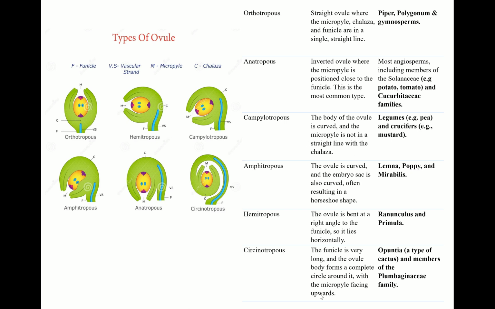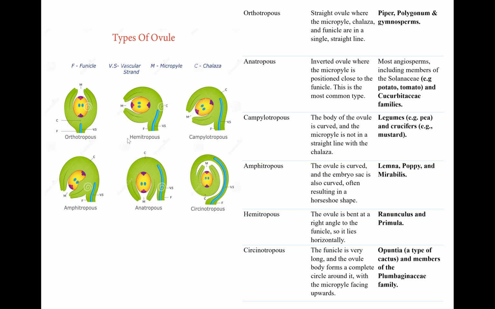And what are the examples for this? Lemna, poppy, and Mirabilis. Mirabilis is also called the four o'clock plant. So you can easily remember these as examples for the amphitropous ovule. Lemna and poppy are the other two examples for this set.